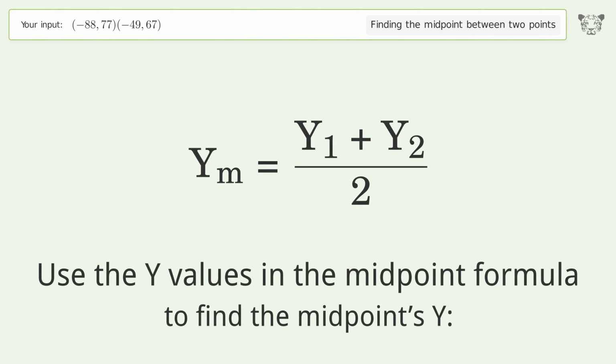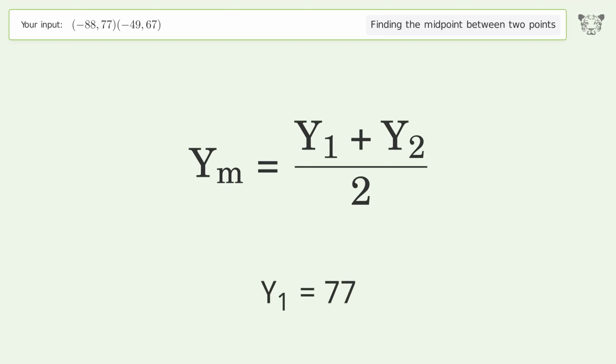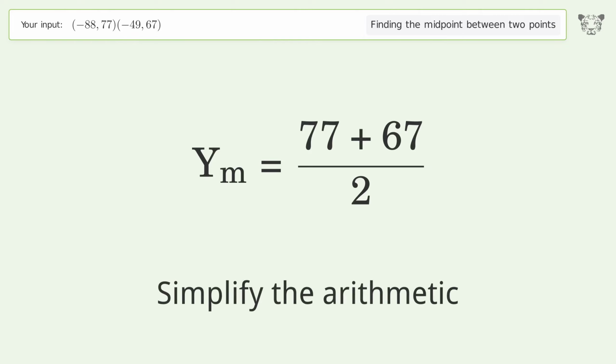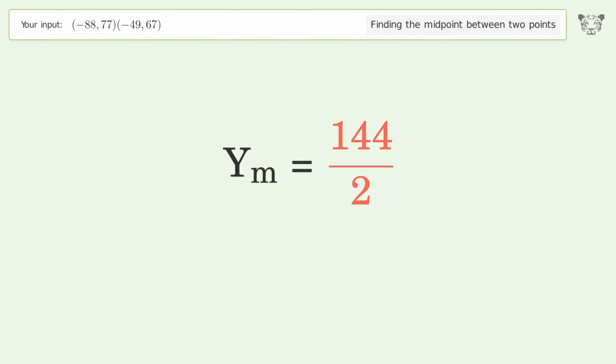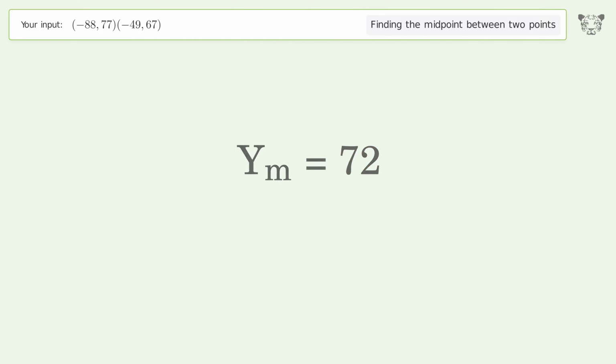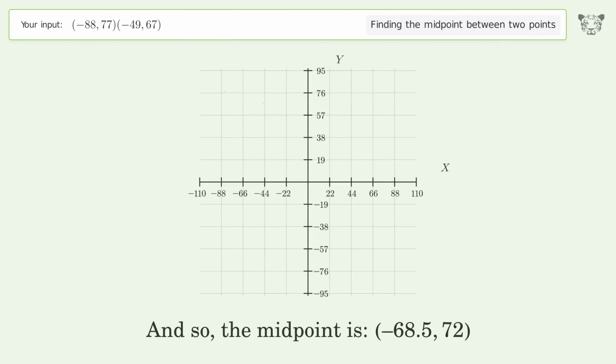Use the y values in the midpoint formula to find the midpoint's y. y1 equals 77. y2 equals 67. Simplify the arithmetic. And so, the midpoint is negative 68.572.